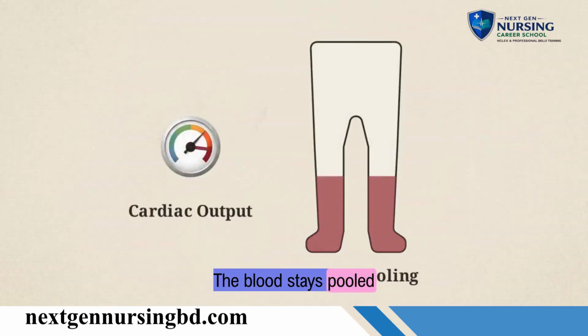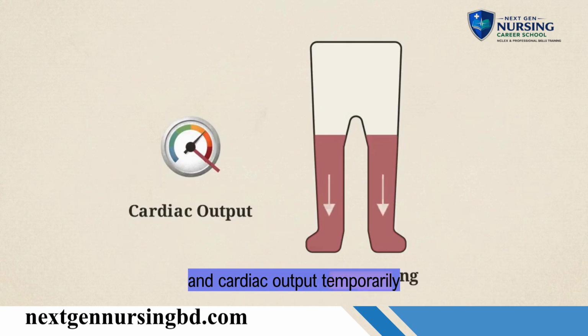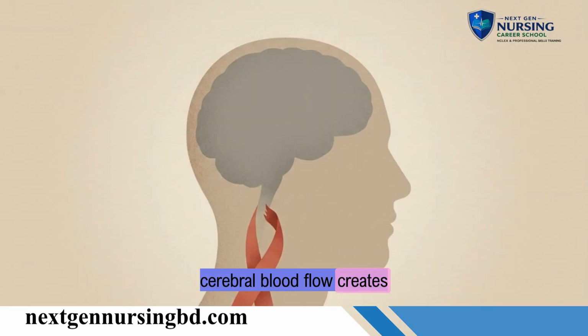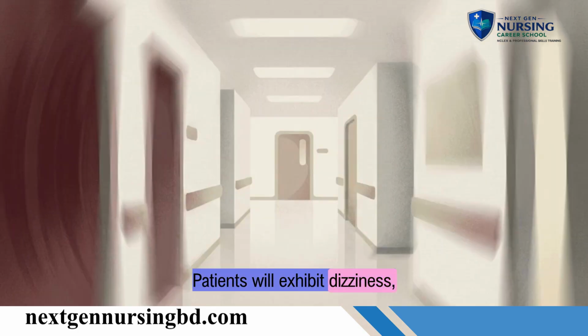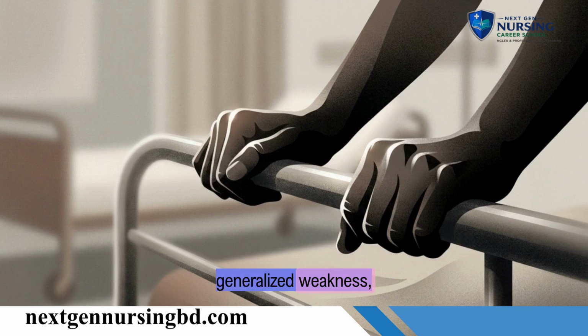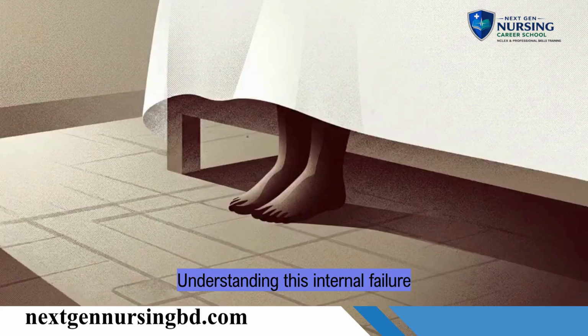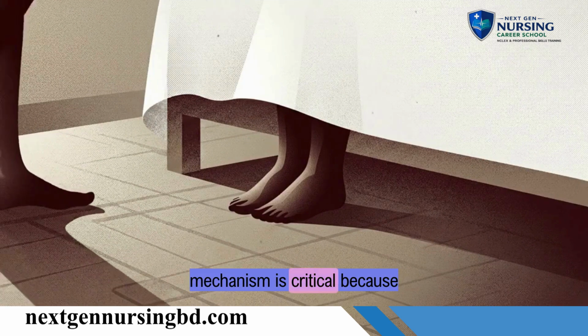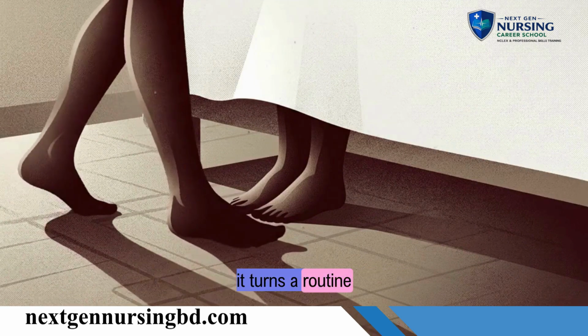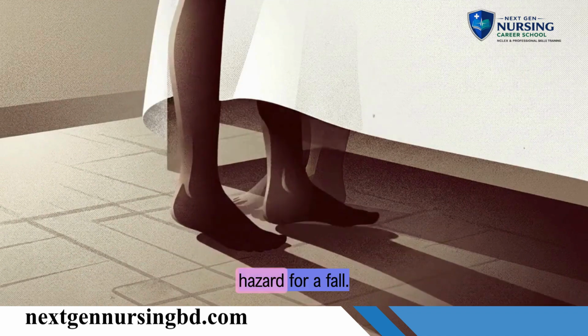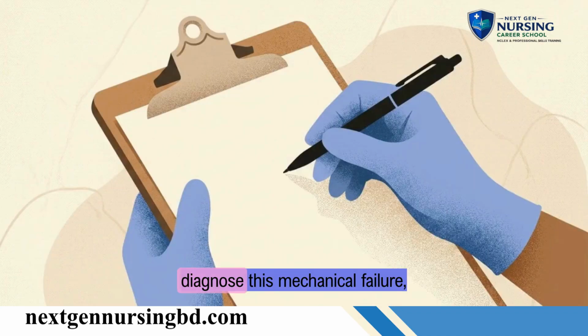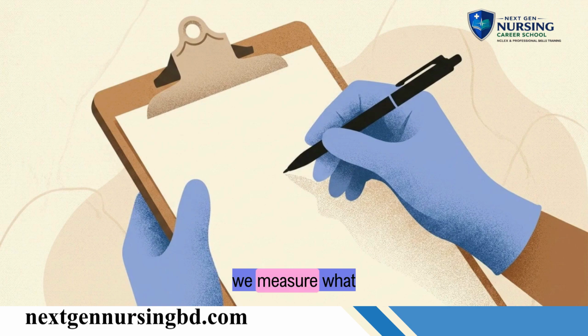The blood stays pooled in the legs, and cardiac output temporarily drops. The sudden lack of cerebral blood flow creates an immediate physical reaction. Patients will exhibit dizziness, blurry vision, generalized weakness, and in severe cases, syncope. Understanding this internal failure mechanism is critical because it turns a routine daily movement into a high-risk hazard for a fall. To diagnose this mechanical failure, we measure what are known as orthostatic vitals.